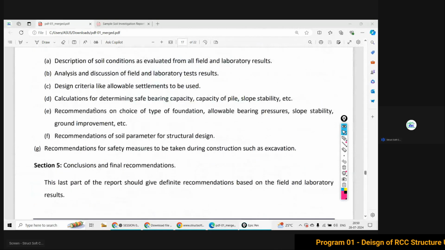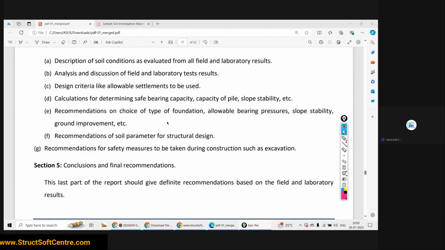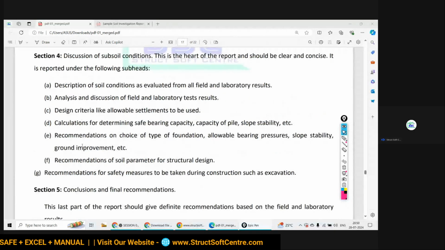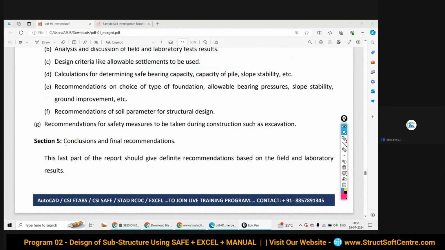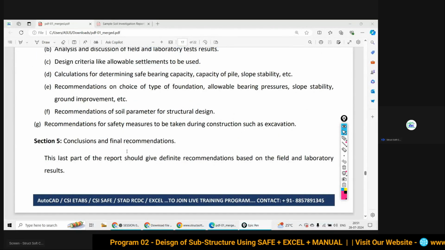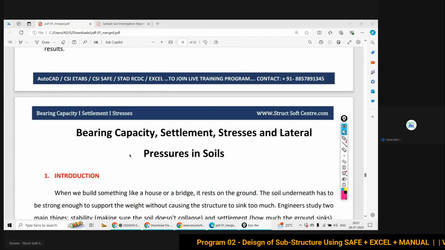If that kind of situation is there, it is going to be written in your soil investigation report. That will also be given in the report. Where is it? Yeah, here it is given or not. Yeah, here it is not written actually. So water level will also be given, and finally the conclusion and final recommendation will be there. Okay, so this is all about your soil investigation report.